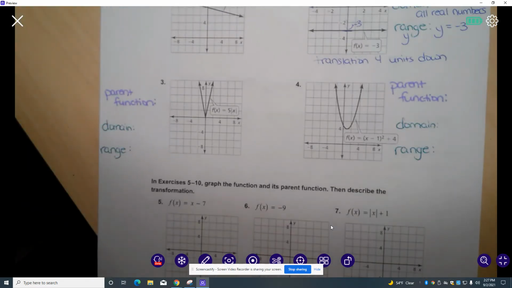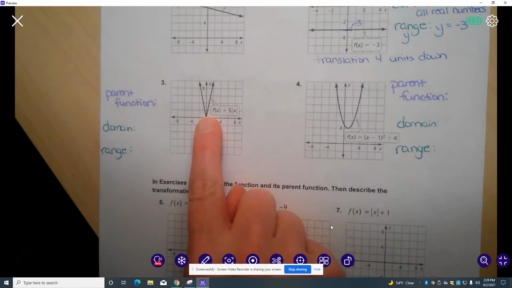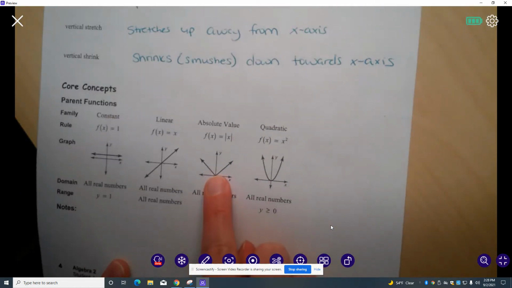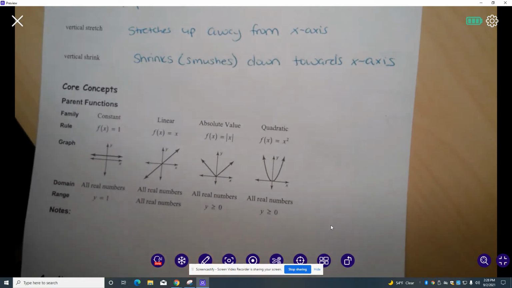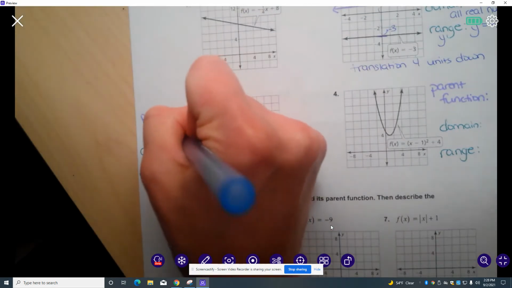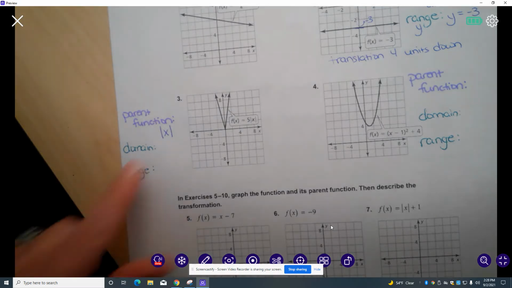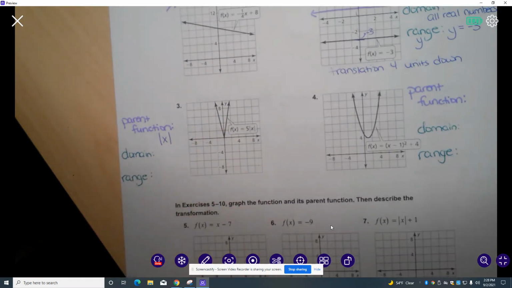Let's move on to number 3. We need to compare this function to the parent function. This graph looks like a V. So remember, if we're looking back at our notes, the absolute value functions look like V's. So this is part of the absolute value function family. The parent function is the absolute value of x. Let's go ahead and graph that so we can compare it to the new function.